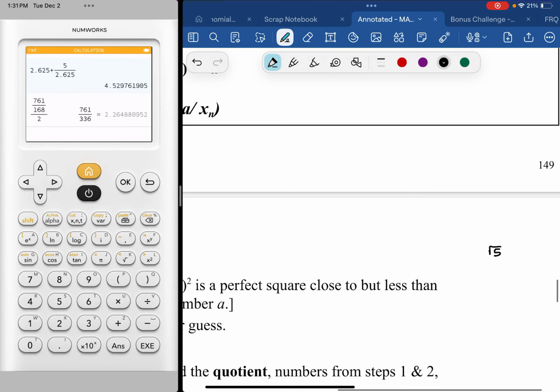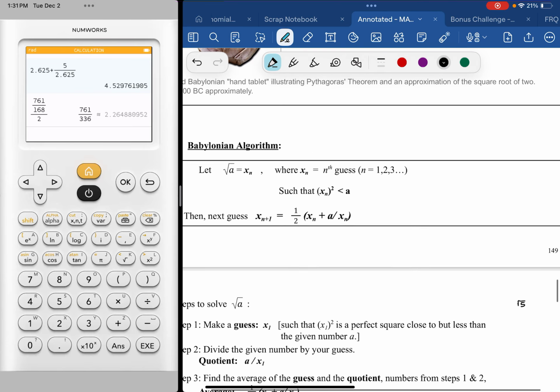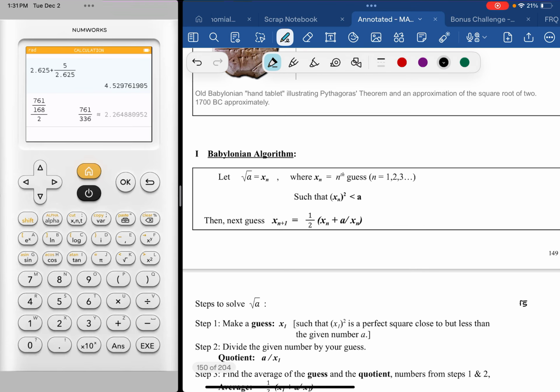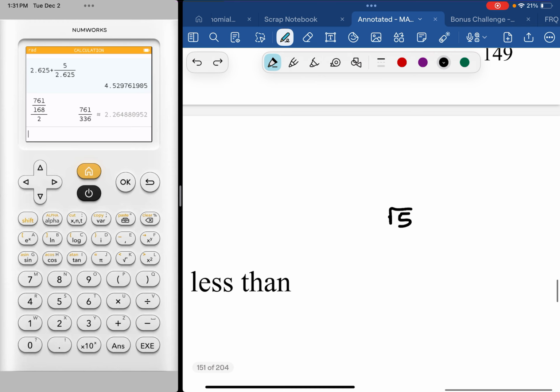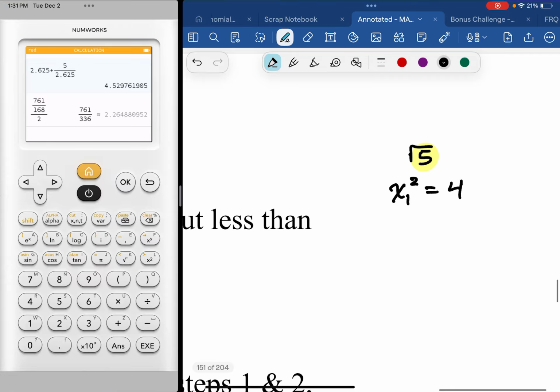All right. So just going back to my rule here, I need my initial guess to have a power of 2 that is less than whatever the value under the radical is. All right. So my x sub 1 squared is going to be equal to 4. That's the biggest perfect square value that is less than the radicand here of 5. All right. So that means that my x sub 1 is going to be 2.